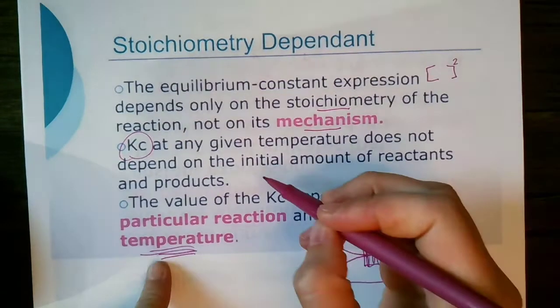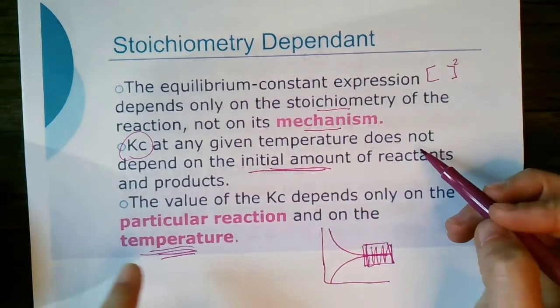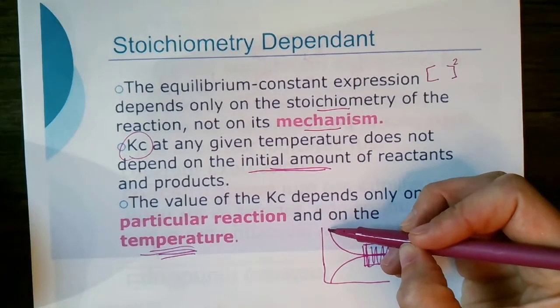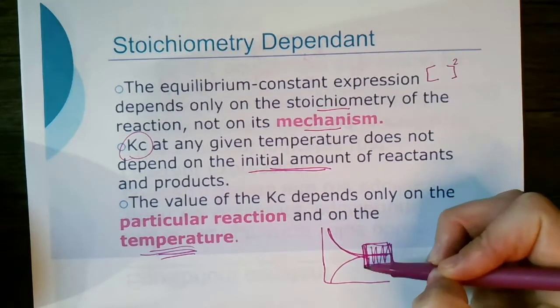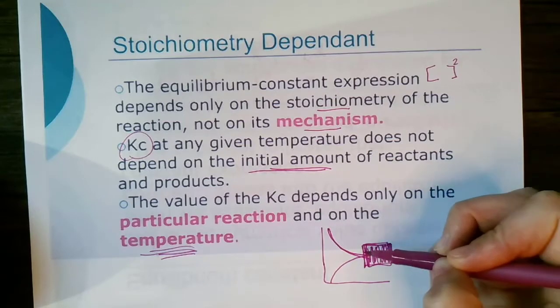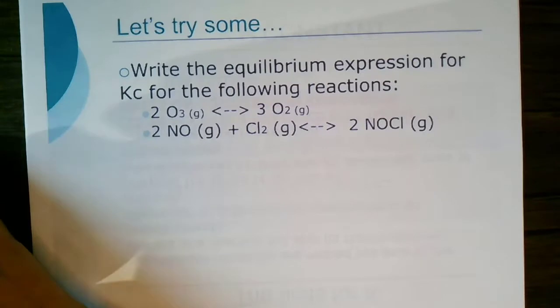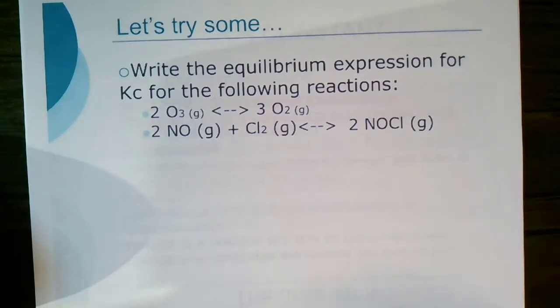So we do not care what that initial amount is because again, we could be starting with different amounts. What we care about is when they are at this point in dynamic equilibrium. Let's practice writing some equilibrium expressions.